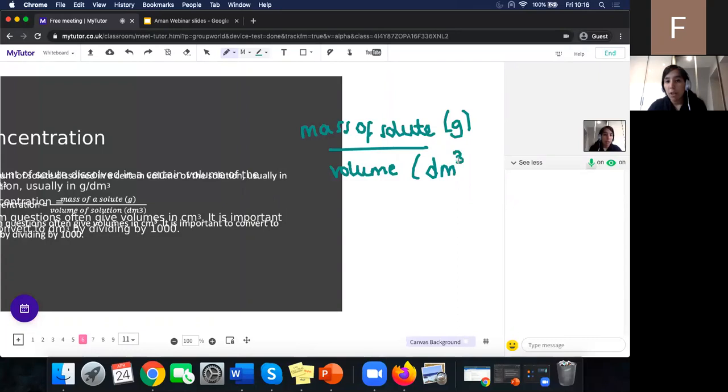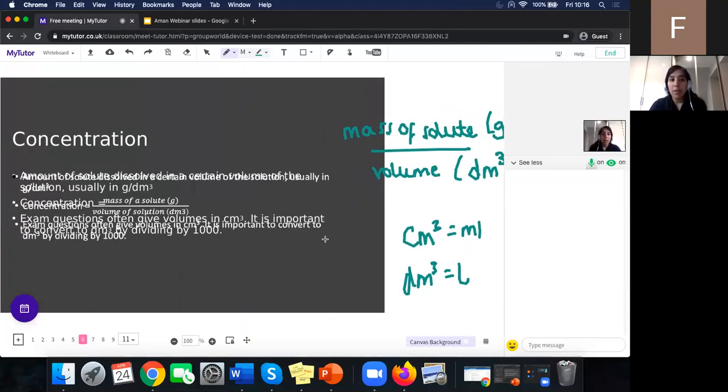Now, if you haven't heard of decimeters, it's essentially the same as litres, but in chemistry questions, they tend to report it in decimeters. Centimeters cubed is equal to millilitres, but decimeters cubed is equal to litres. Why do we calculate a concentration? Well, it tells us the amount of solute that's dissolved in a certain volume. If we've, for example, dissolved copper carbonate in water, and we want to know how much copper carbonate is in there, then that would be our concentration of copper carbonate.